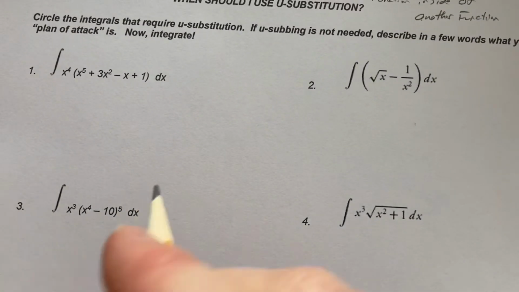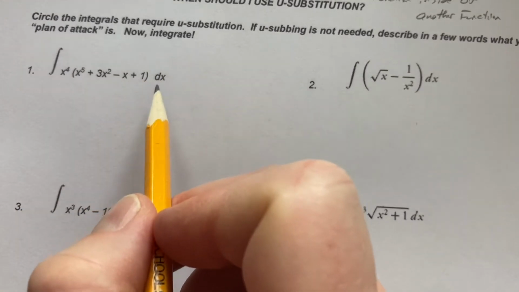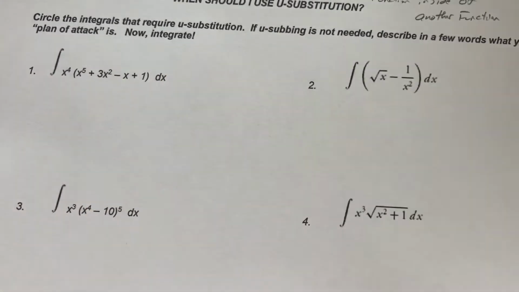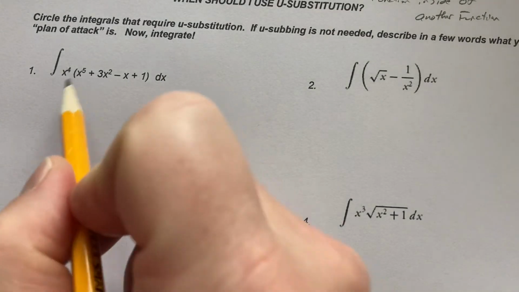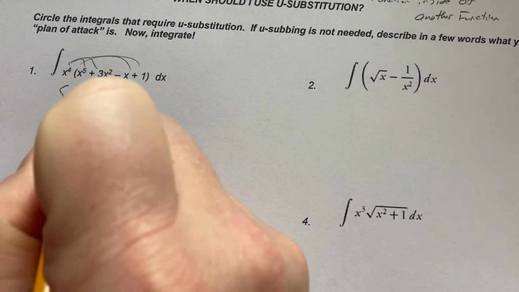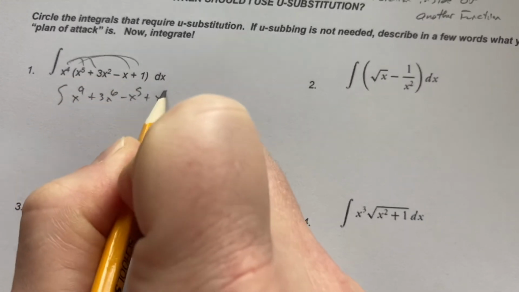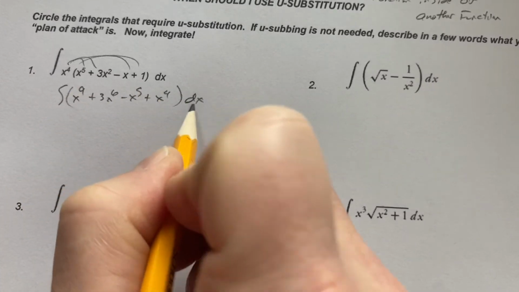So when I look at number one, while I see a lot going on, there's not a function inside of anything. If this had been, say, to the 5th or 6th power, then maybe, but I can just distribute this, write that as x to the 9 plus 3x to the 6th minus x to the 5th plus x to the 4th. And then I can integrate those separately.